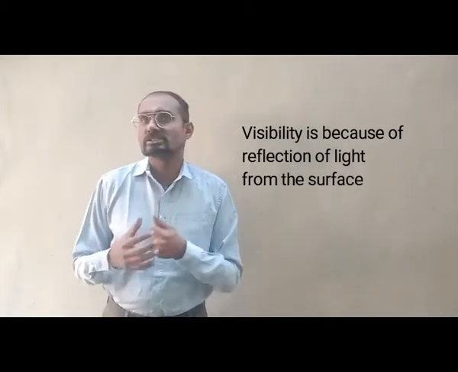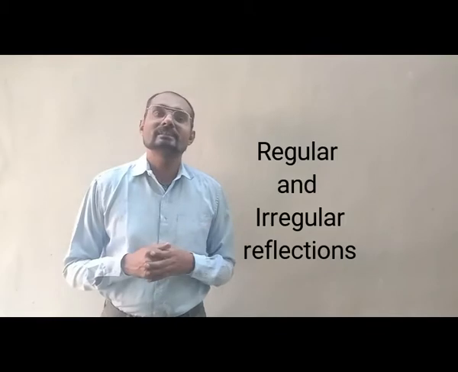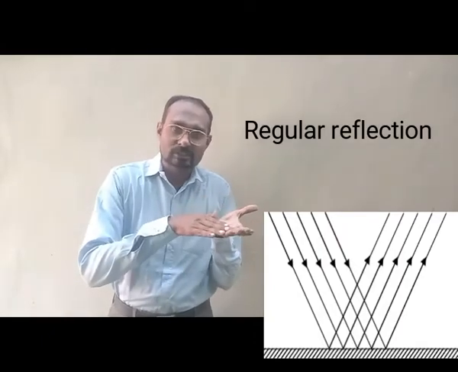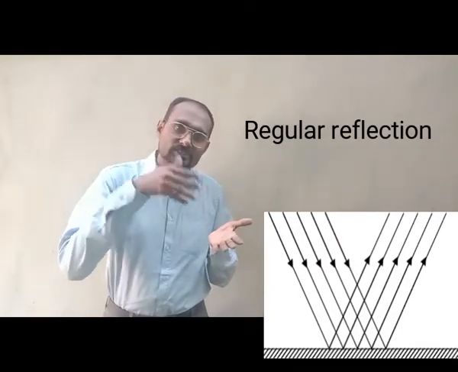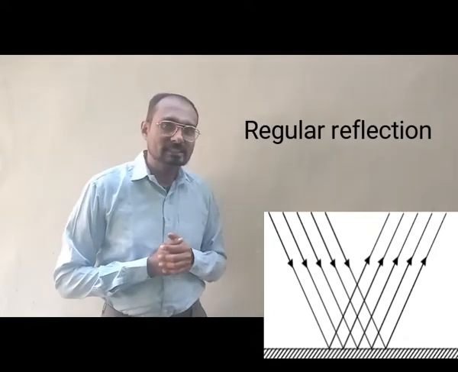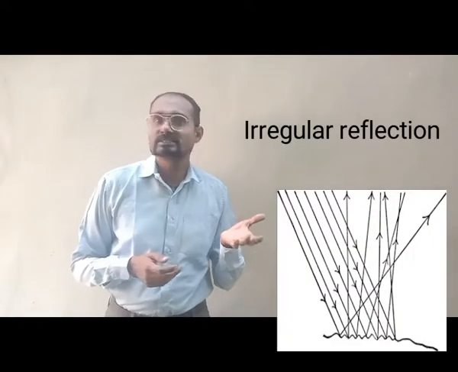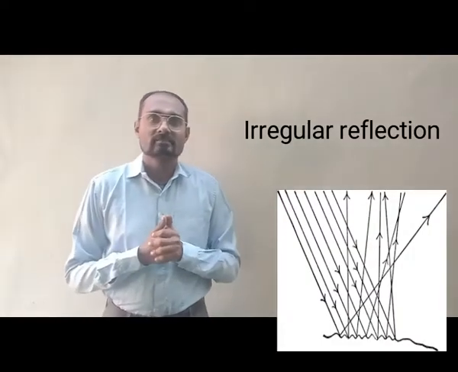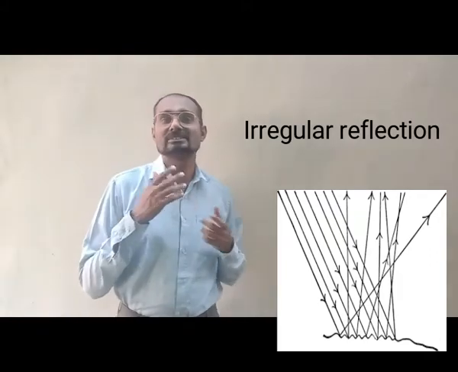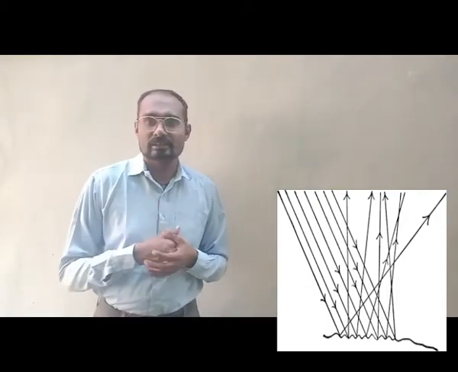In due course, we have learned about regular reflection and irregular reflection. If the light rays are incident on a surface which is very smooth, then a parallel beam of light rays incident on the smooth surface will also go back parallel to each other, and then we say it is regular reflection. If the surface is not smooth, if it is uneven, then a parallel beam of light rays incident on the surface would be scattered into different directions, so the image formed will not be clear, and that we call irregular reflection.